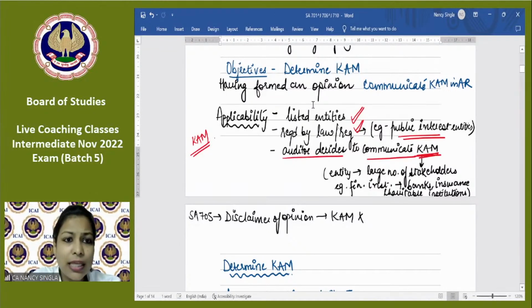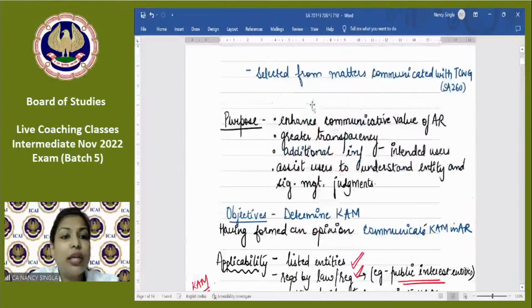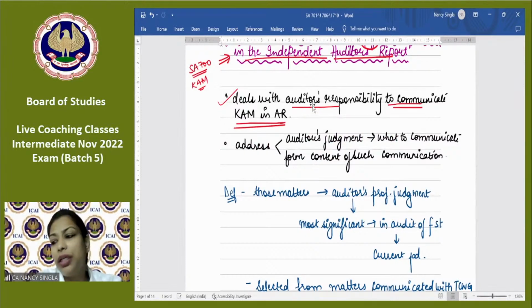Clear? Okay? Now, what is the objective of SA 701? So first of all, SA 701 deals with the auditor's responsibility to communicate key audit matters in the auditor's report. Okay?